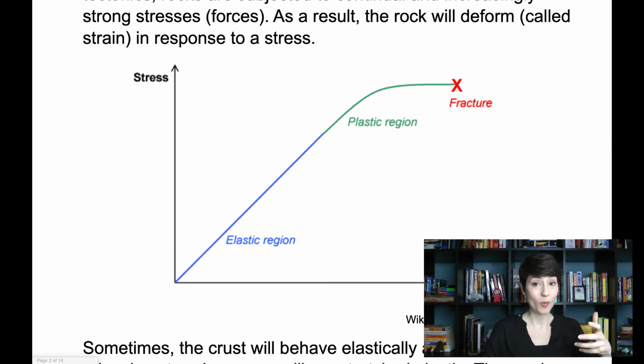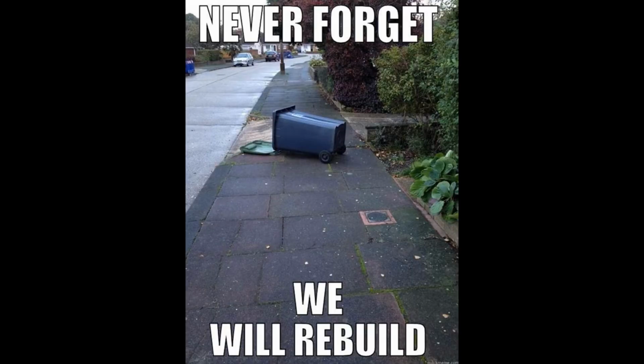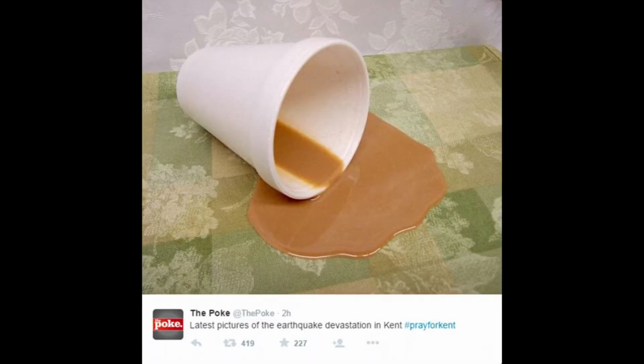Now, a rock won't always behave elastically. There are some situations where there's so much stress exerted on a rock that it will actually crack. It will actually fracture. That will also happen along what's called a fault line, and that will result in seismic waves as well, an earthquake. Now there are all different kinds of earthquakes. You can have little earthquakes, like this example from Kent from several years ago, or you can have large earthquakes.